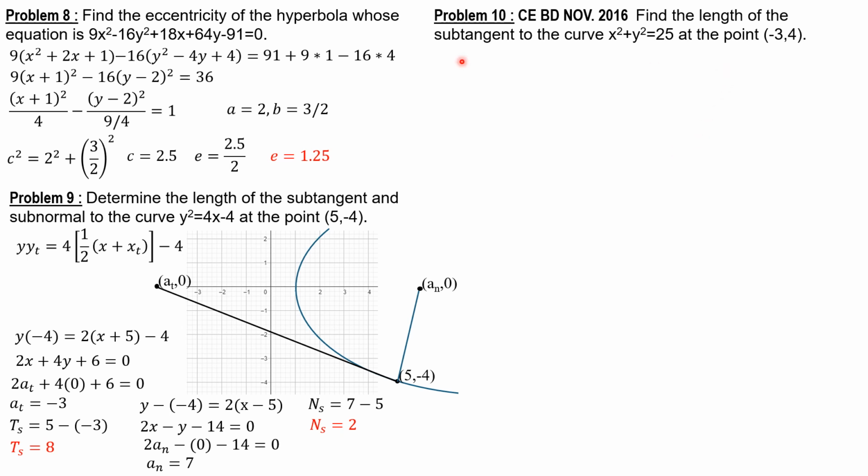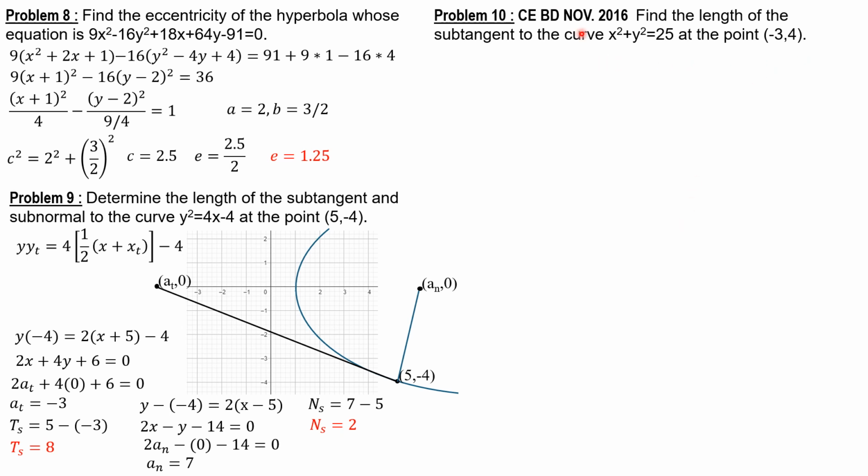Find the length of the subtangent to the curve x squared plus y squared equals 25 at the point (-3, 4). So by the analytic geometry approach, we replace x by x x_t, y by y y_t, then substitute this point of tangency. From the calculus approach, we differentiate this. So I'll just apply an analytic geometry approach. If you want to apply the calculus approach, then you can, as long as you're a student in a review for licensure exams.